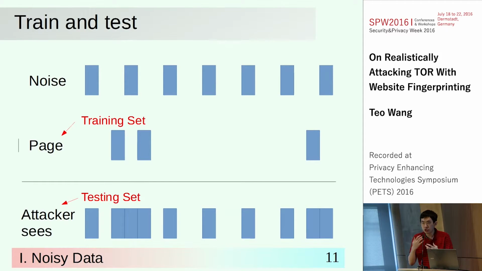And the attacker has already trained on the set of pages. The attacker doesn't really know about the noise, and so there's going to be a large difference between the training set and the testing set. As it turns out, this is very much sufficient for the attacker's accuracy to be very low. And this depends on what the noise rate is, how much noise there is.